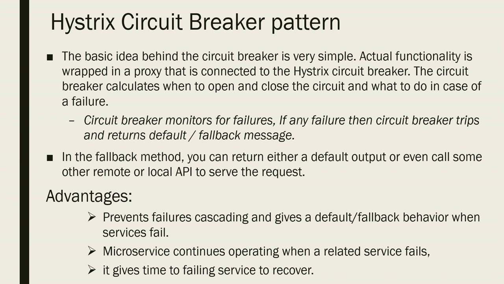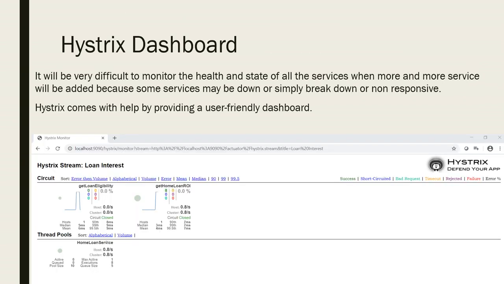After that, it will try to check whether it is working properly or not. If not, again it will come back to the open state. If it is working successfully, then it will reset the state to the closed state. So this is the circuit breaker pattern.